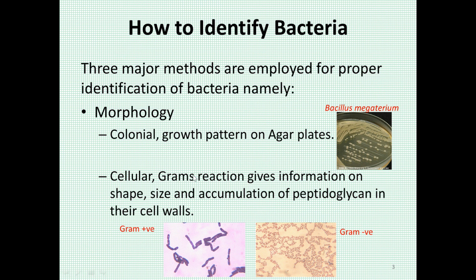Now, for cellular morphology, this is usually obtained from the result of Gram staining. Now, Gram's reaction gives information on the shape, the size, and the accumulation of peptidoglycan in the cell walls of the bacteria, which makes them either positive or negative. A purple coloration makes it Gram positive. A pinkish coloration makes it Gram negative.